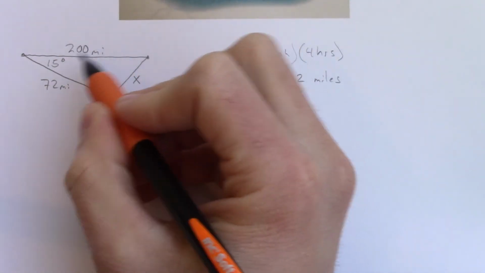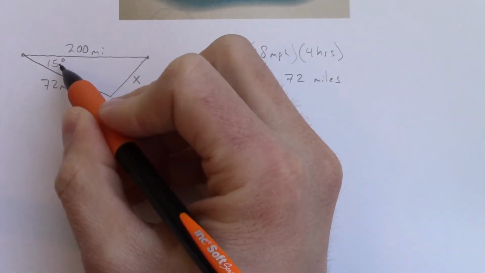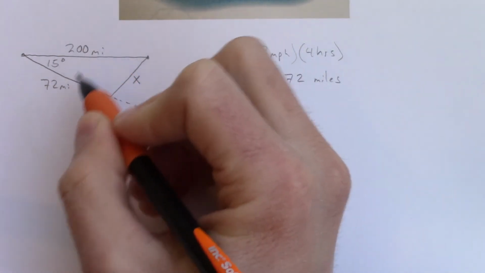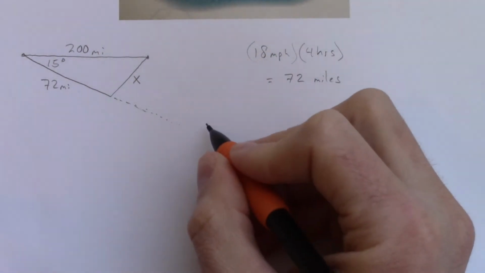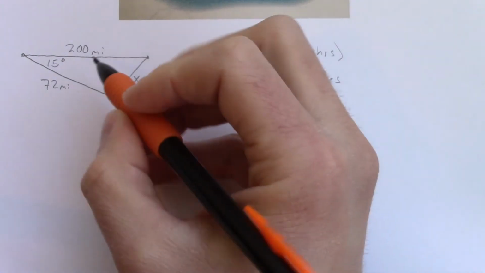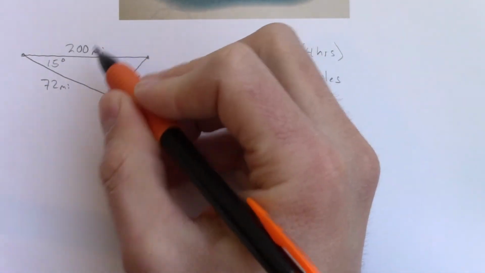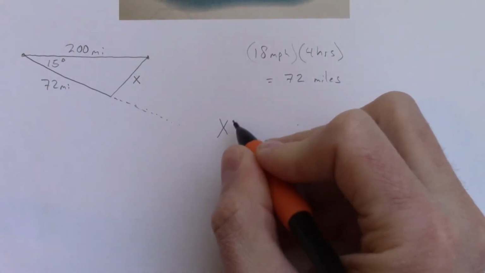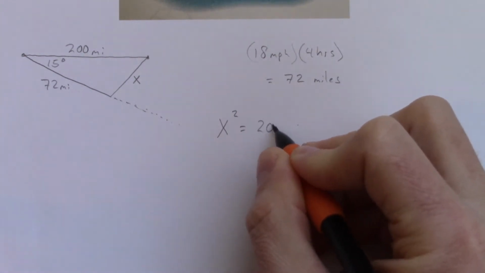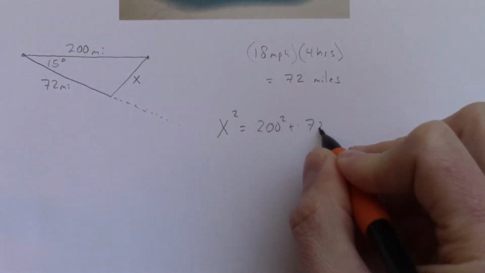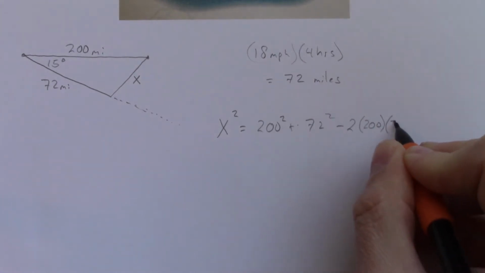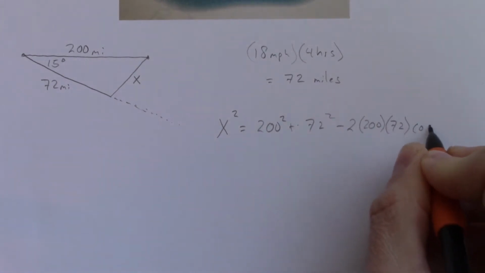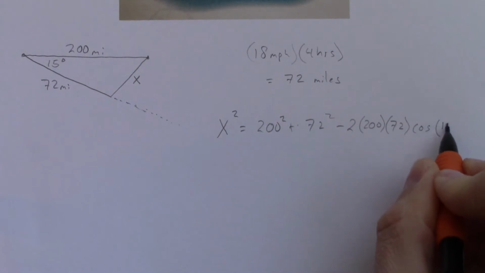This is a side angle side triangle because this angle is trapped between the two sides. So because of that, I'm going to use the law of cosines. So it'll be this side squared equals those two sides squared. Well, I'll just write it out. It'll make more sense. X squared equals 200 squared plus 72 squared minus 2 times 200 times 72 times the cosine of that angle, 15 degrees.